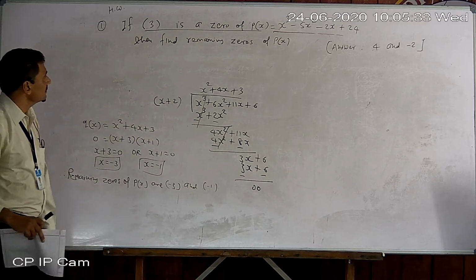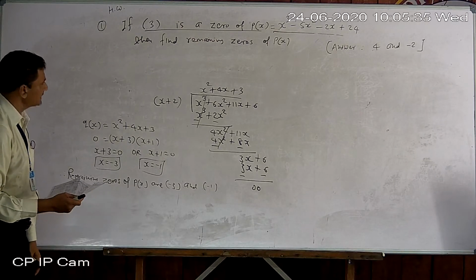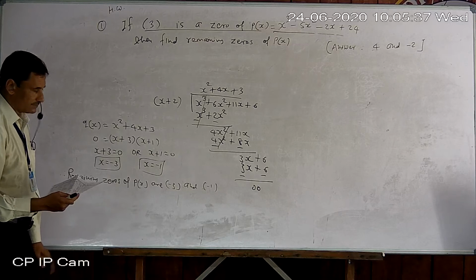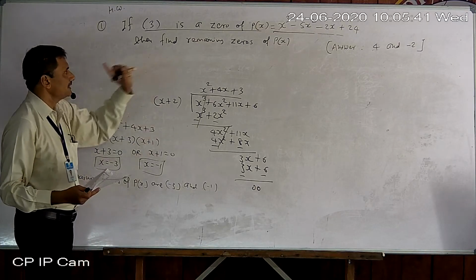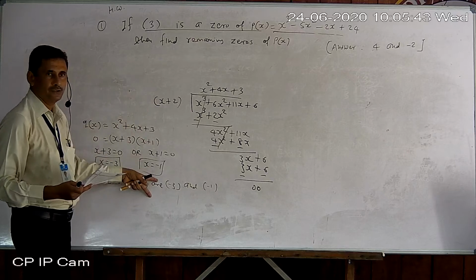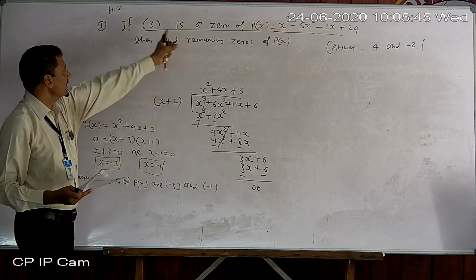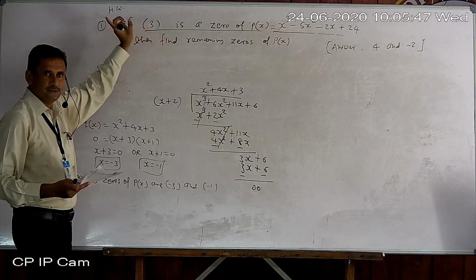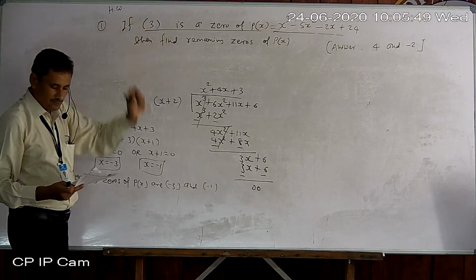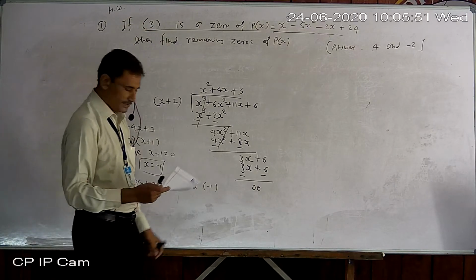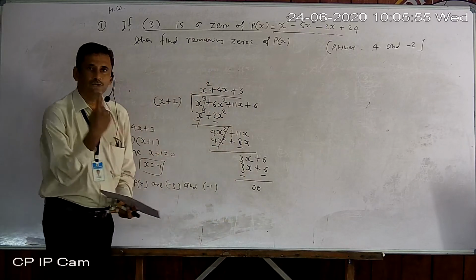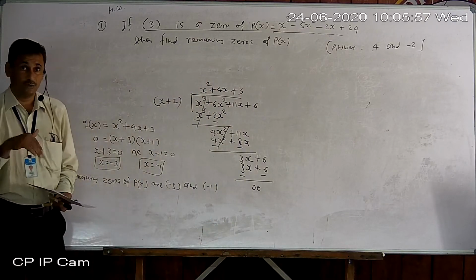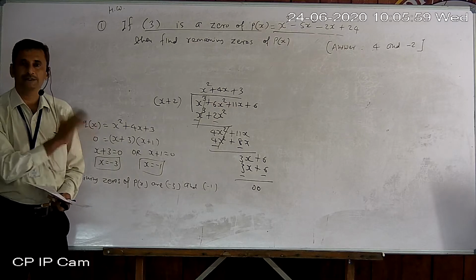3 is a zero of polynomial P of x, x cube minus 5x square minus 2x plus 24. Then find the remaining zeros. The method is the same, only the polynomial and value of the zero are the same. The answer will be 4 and minus 2. Okay, so this is the sum. If one zero is given, then find the remaining zeros by division.